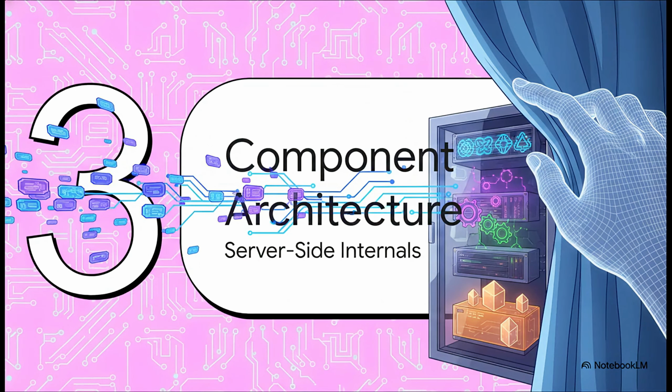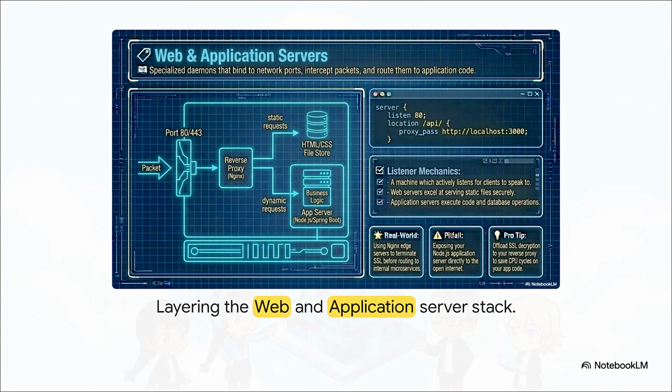Let's look under the hood in Section 3, Component Architecture. The reality is, the server is rarely just one piece of software. If you're using a thin client where the browser is just rendering data, the heavy lifting happens here on the back end. A packet hits port 443 and meets a reverse proxy, like Nginx. Nginx is blazing fast at serving static files, but for dynamic requests, it cleanly routes that traffic down to an application server, maybe running Node.js or Spring Boot, and that's where your authentication and business logic actually live.